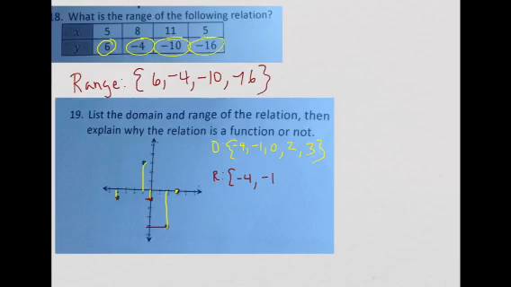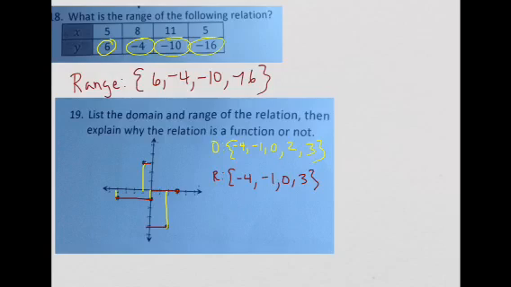This one's also at -1, so both of these are at -1. So we don't write it twice. Once is enough. This point right here on the right side goes to 0. And this point right here goes to 1, 2, 3. So there's your range.